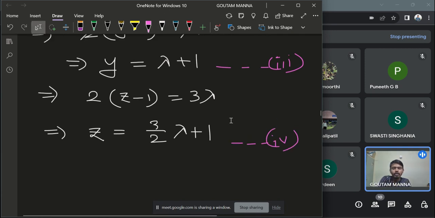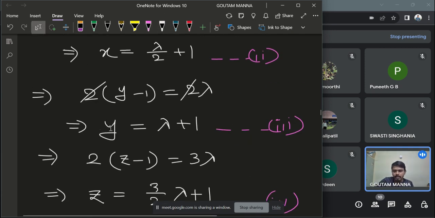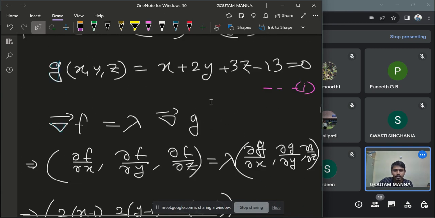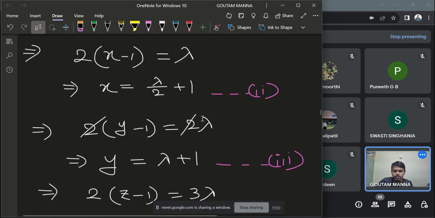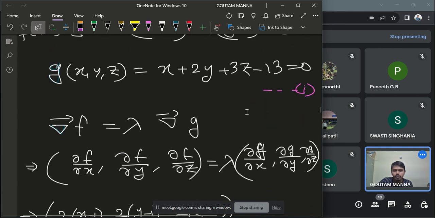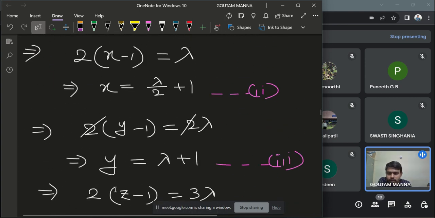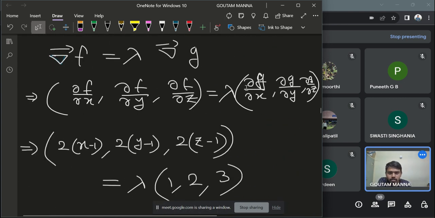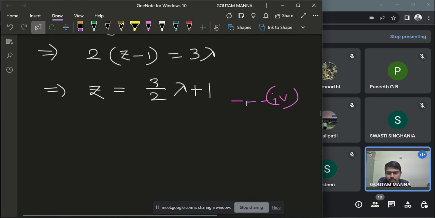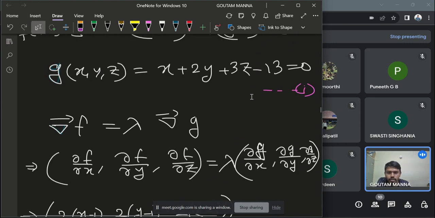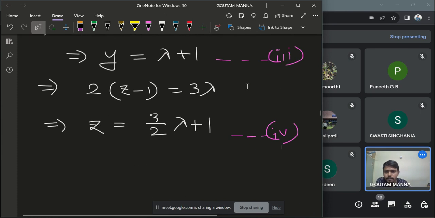So we have 4 unknowns, that is lambda and x, y, z, and we have these 3 equations and this constraint equation. So we have to be on this plane. Now if we put these values of x, y, z in the constraint equation, we will get the value of lambda. So let's put the values. x plus 2y plus 3z.